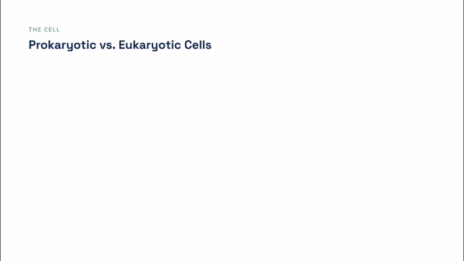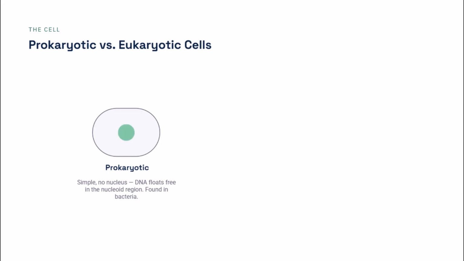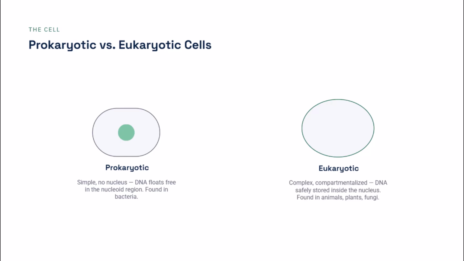Let's start with the basic unit of life, the cell. Every living organism is made of one or more cells, and cells come in 2 broad categories. Prokaryotic cells, found in bacteria, are simple and small, with no internal compartments. Their DNA floats freely in the cell, in a region called the nucleoid. Eukaryotic cells, found in animals, plants, and fungi, including us, are larger and more complex, organized into specialized compartments called organelles, each with a distinct job.